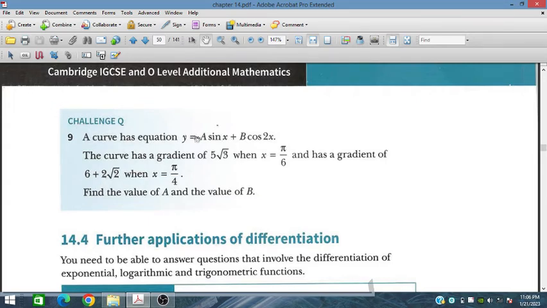So we have to differentiate it, dy by dx, and then substituting this value in place of x, we will get this. As a result, we have these two equations. With this second equation, with this we have one equation. So with this we have another equation, and by substitution we can find the result a and b.